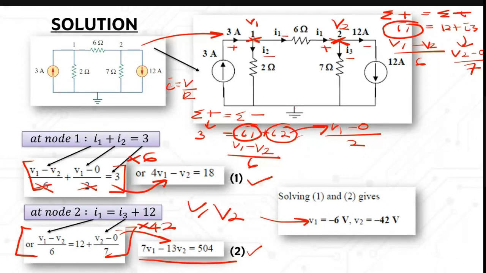Like I said before, you can use another method, where you can use the elimination method or you can use the substitution method. It's up to you, right?